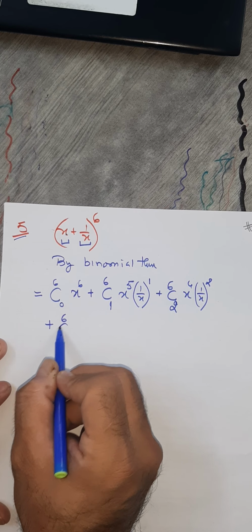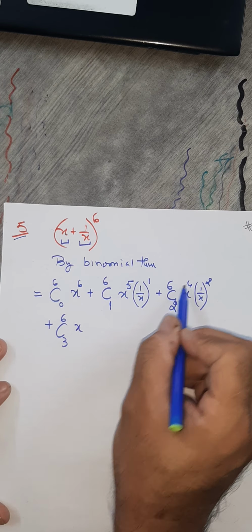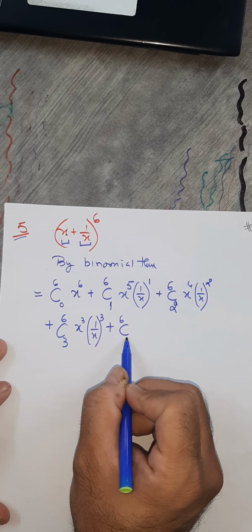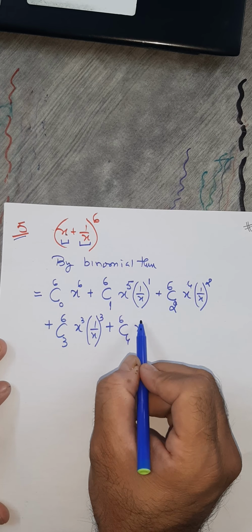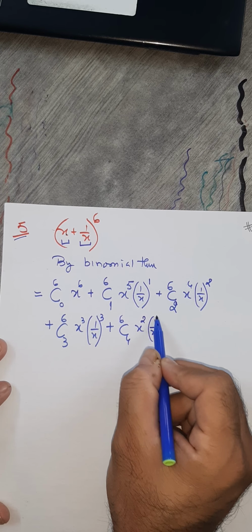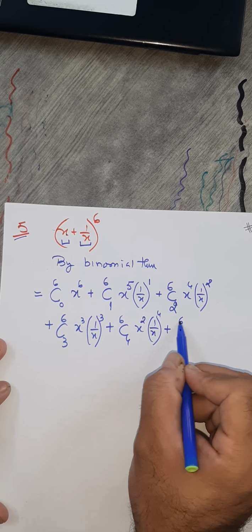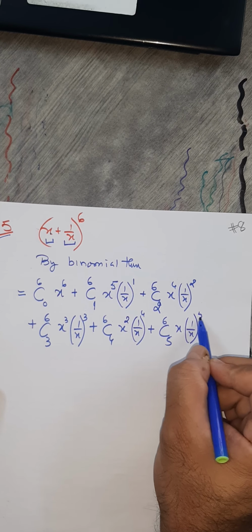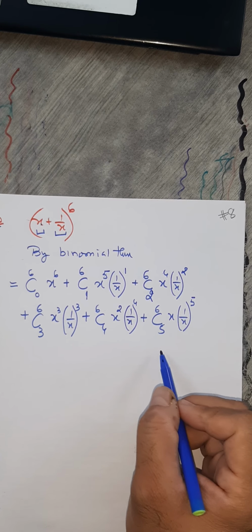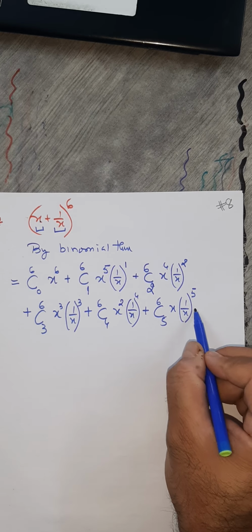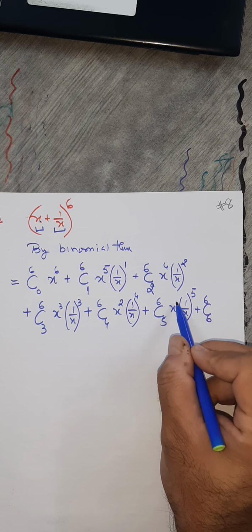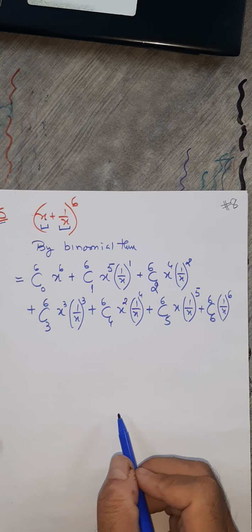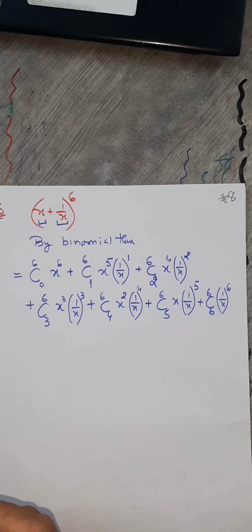Plus 6C3, x cube into (1/x) the whole cube. Plus 6C4, x raised to 2 into (1/x) raised to 4, plus 6C5, x, and you have (1/x) raised to 5. And the last term, plus 6C6, x raised to 0, (1/x) raised to 6. Let me simplify a little bit for you.